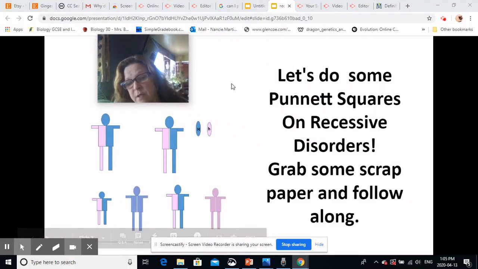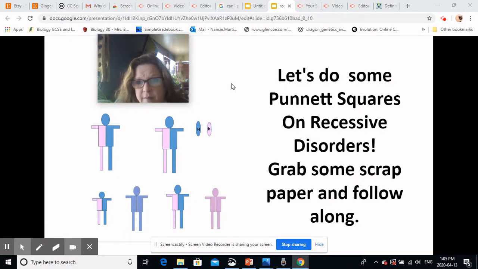Okay, I'm going to switch to my whiteboard and we'll do some Punnett squares on recessive disorders. So grab some scrap paper and follow along. Recessive conditions are going to be relatively easy because it's basically the same thing as Mendelian genetics with pea plants, except we're looking at conditions in humans. So conditions that humans can have which are caused by a recessive gene.